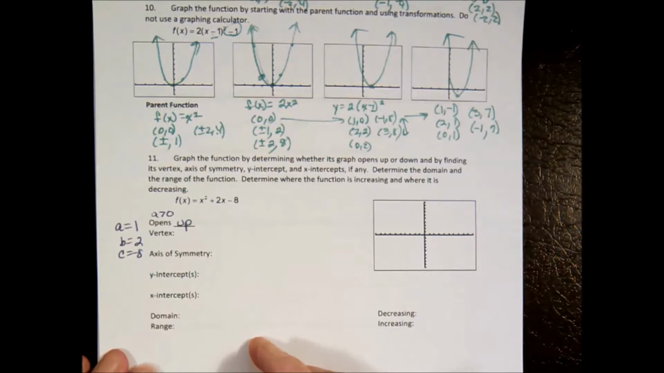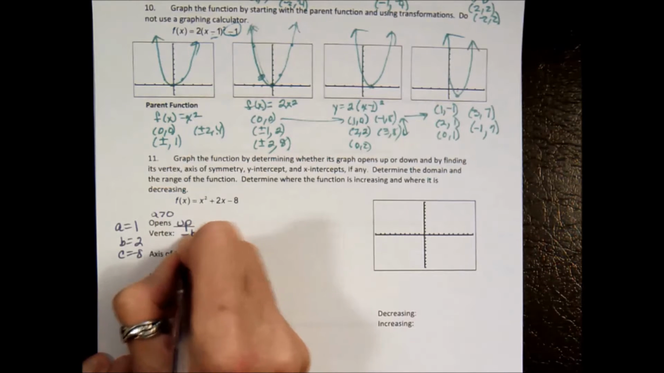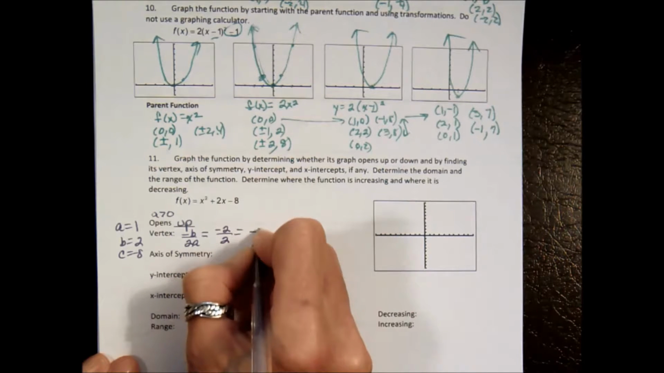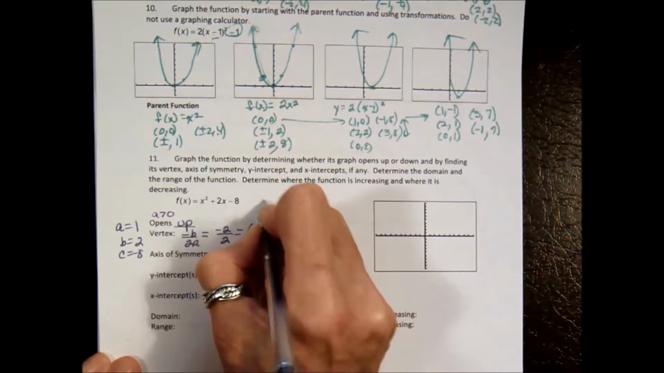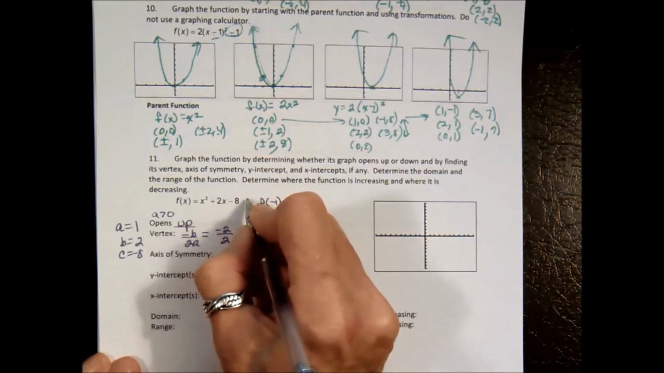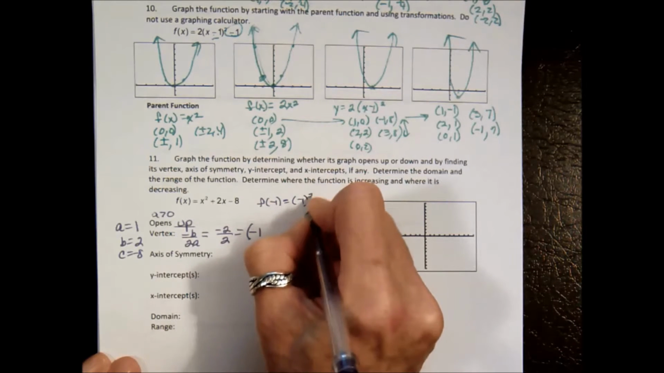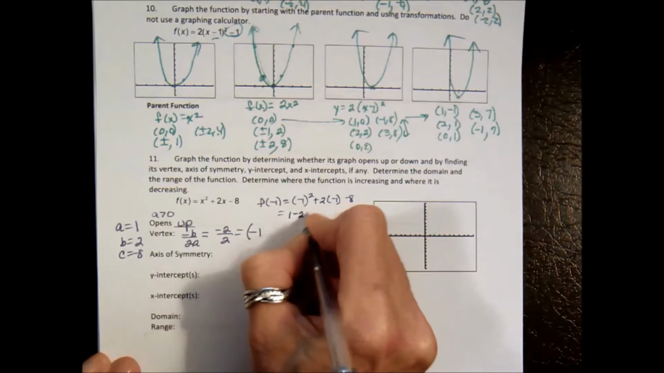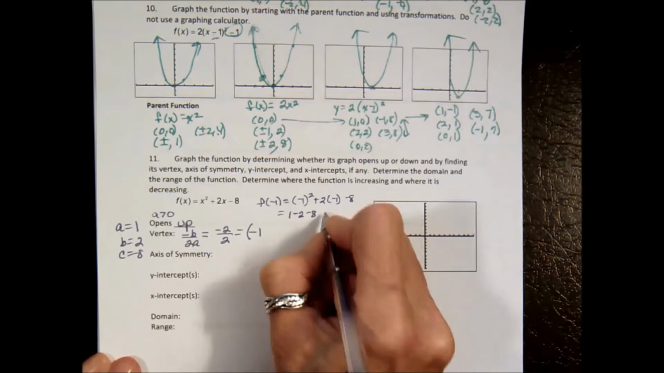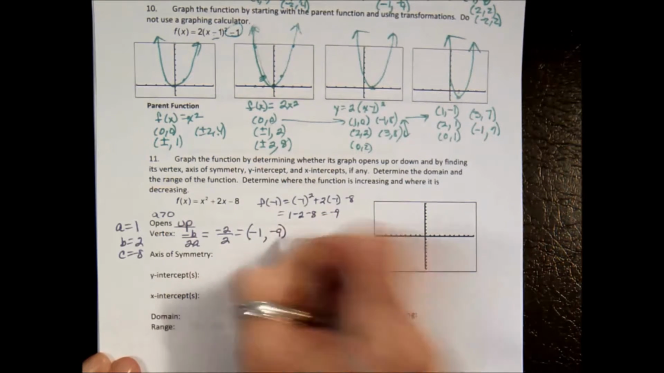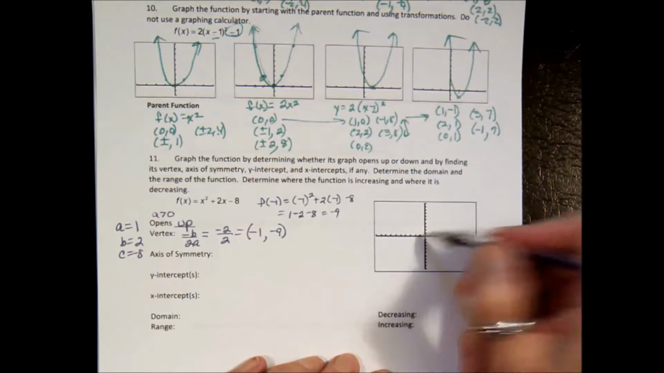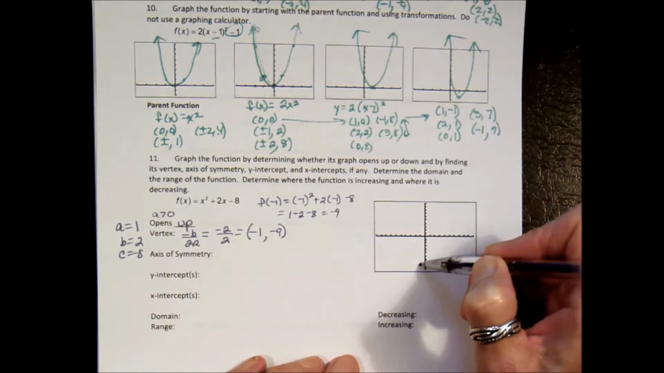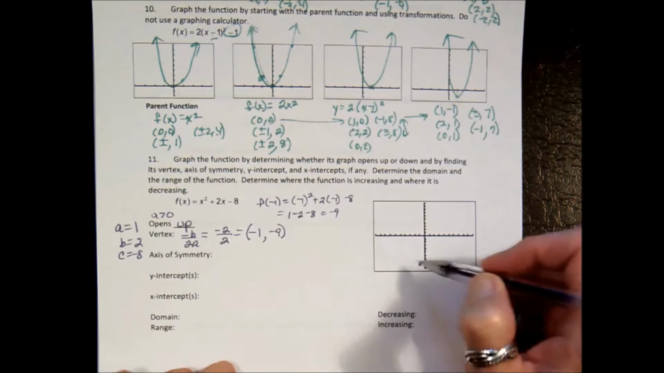The vertex is negative b over 2a, which is negative 2 over 2, which is negative 1. That's the first part of it. Now I have to find f of negative 1 in this function. Negative 1 squared plus 2 times negative 1 minus 8, or 1 minus 2 minus 8, which is negative 9. So my vertex is at the point (-1, -9). So it's clear down there. We know it opens up, but we don't know how it's shaped yet.